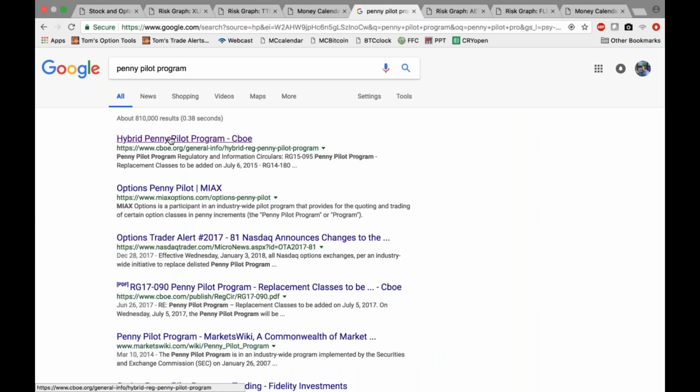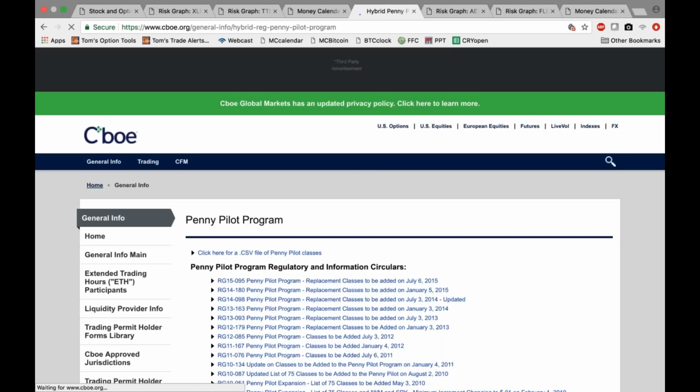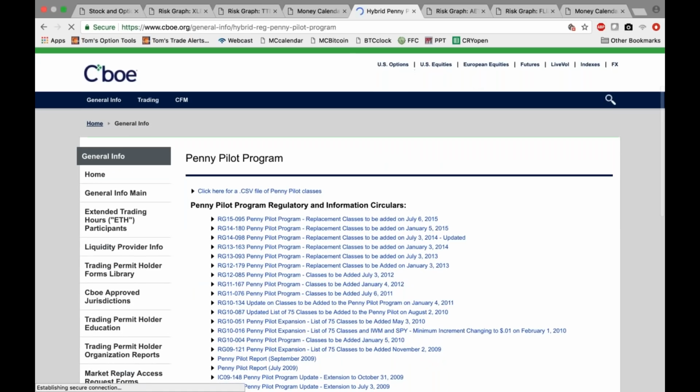All you've got to do is type in penny pilot program and click search, click on the hybrid penny pilot program, and there you go. That's what you want, that very first one. And it shows you when they add and replace classes, etc.